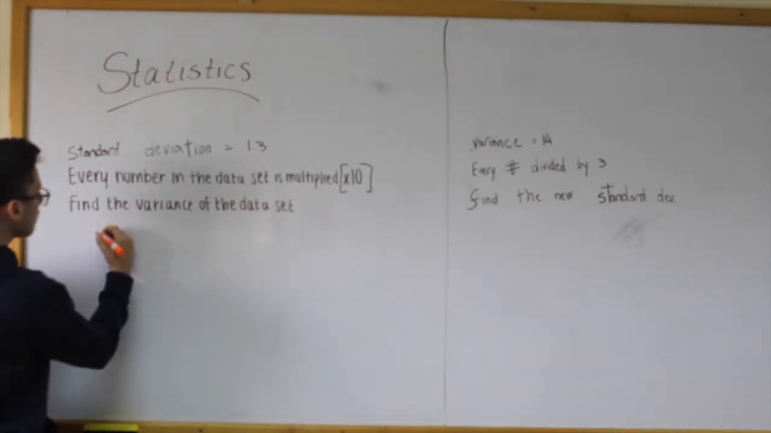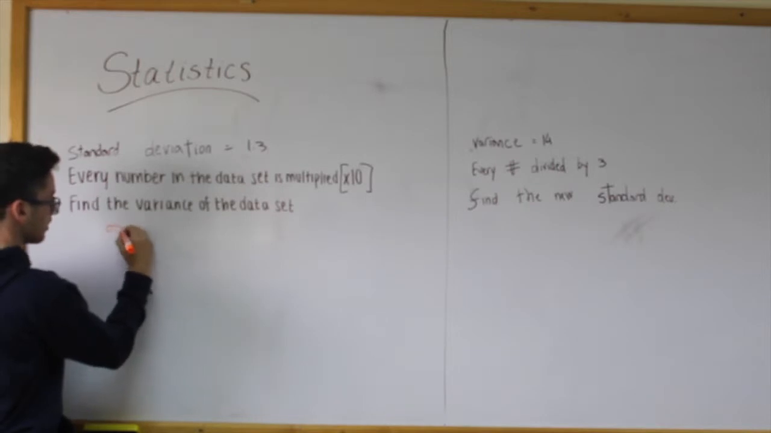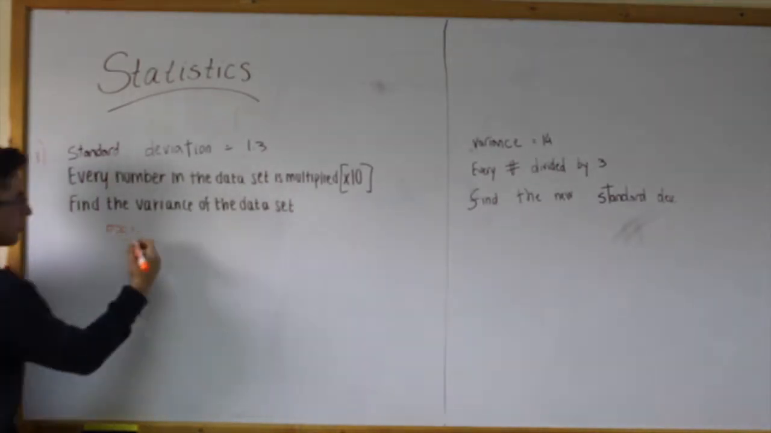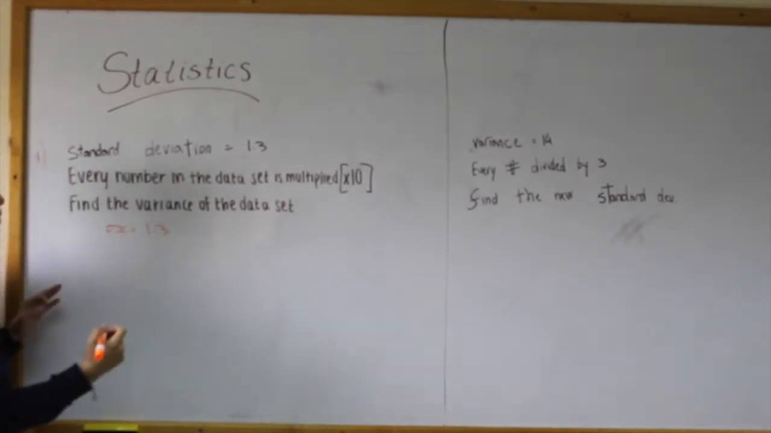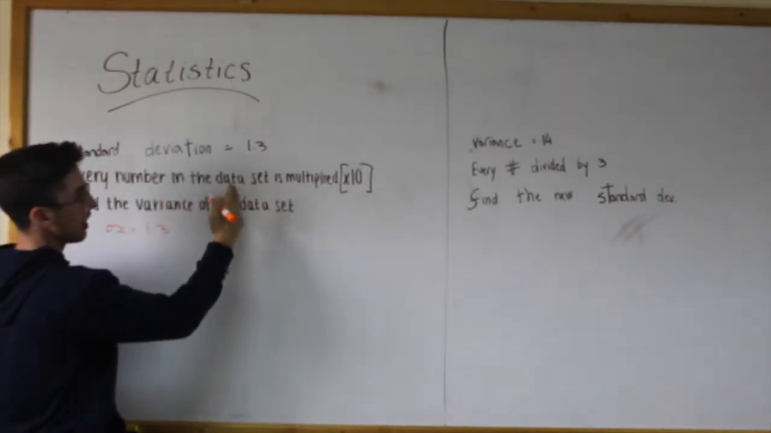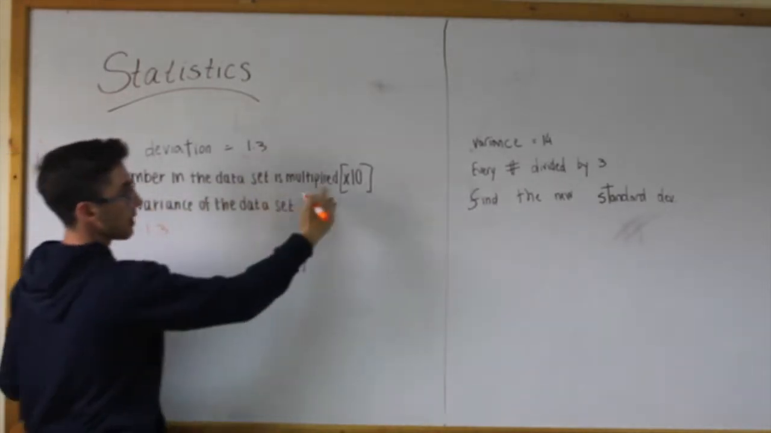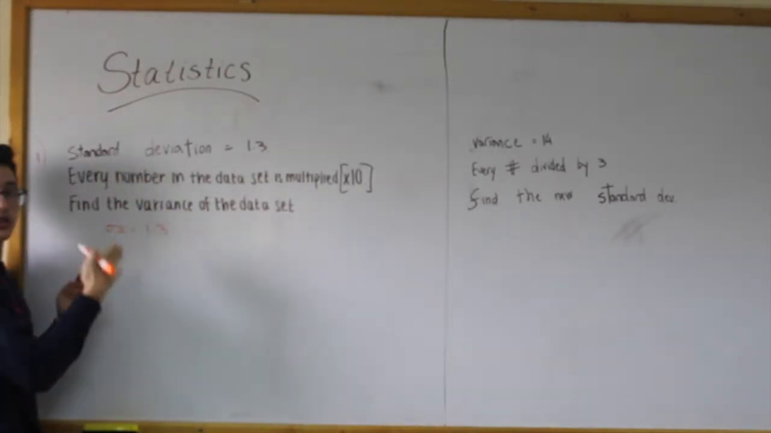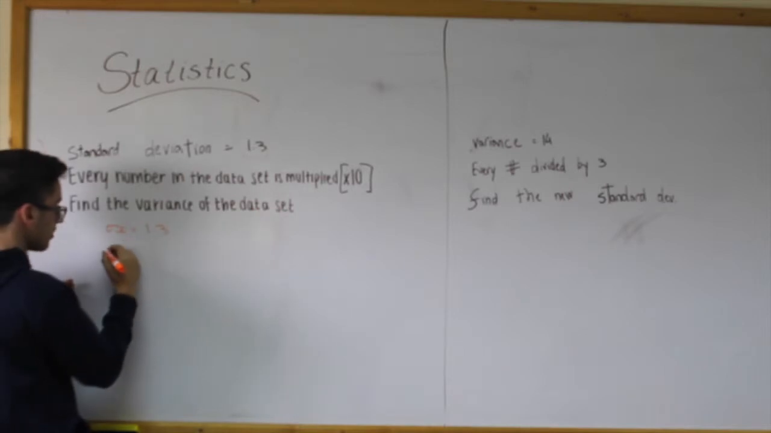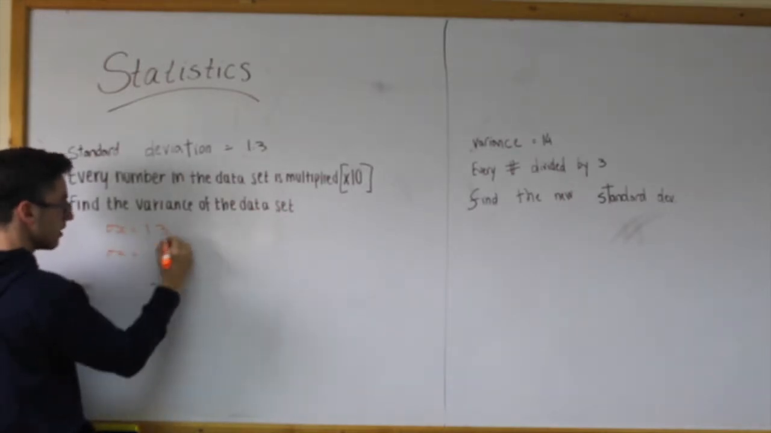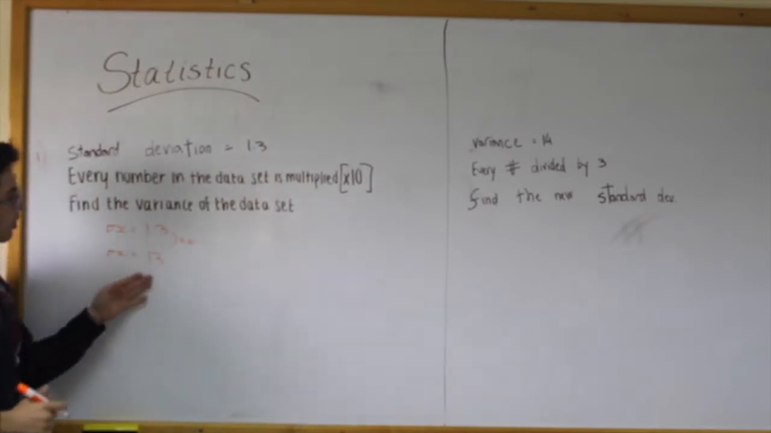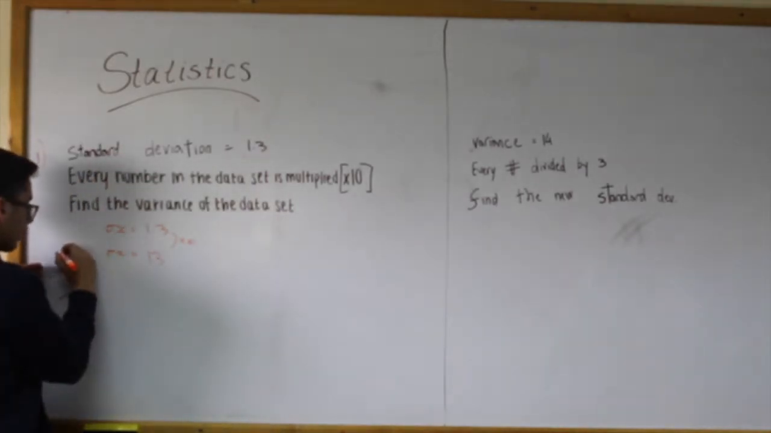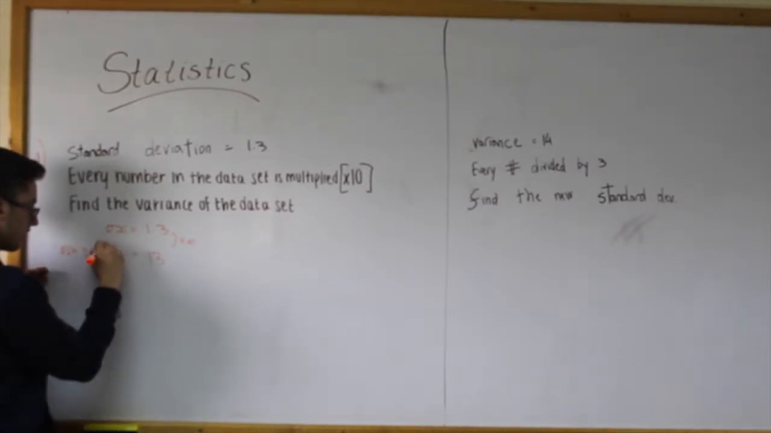So if they give you the standard deviation, which is this symbol on your calculator, so if the standard deviation is 1.3, we know that when every number in the data set is multiplied by 10, the standard deviation is also multiplied by 10. So the new standard deviation would be 1.3 times 10, so 13. So 13 is the standard deviation of the new data set.